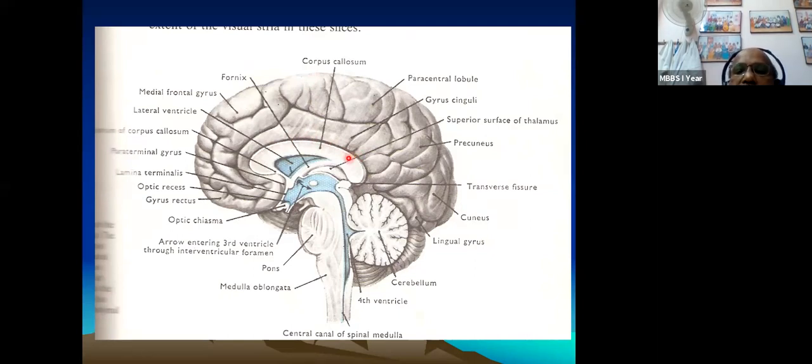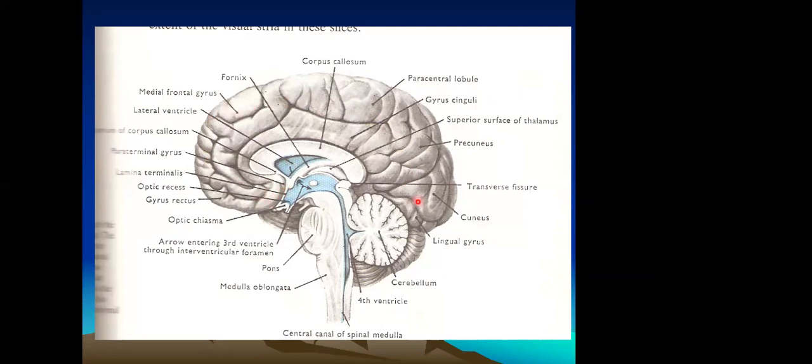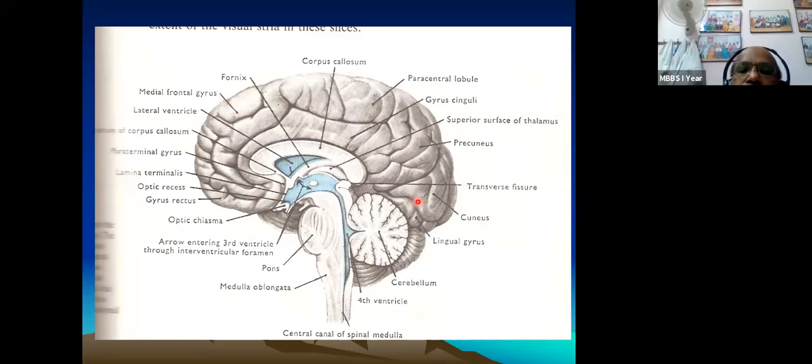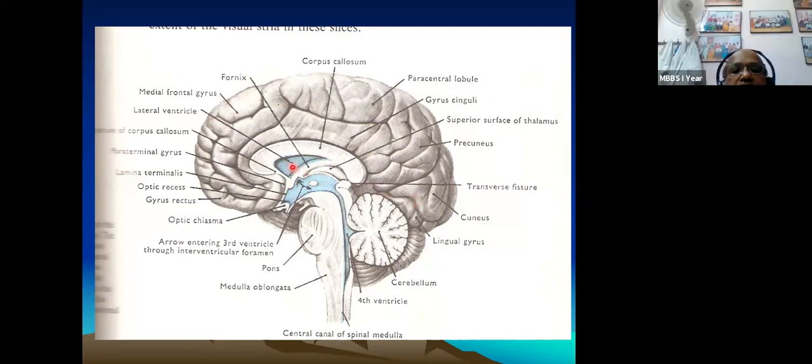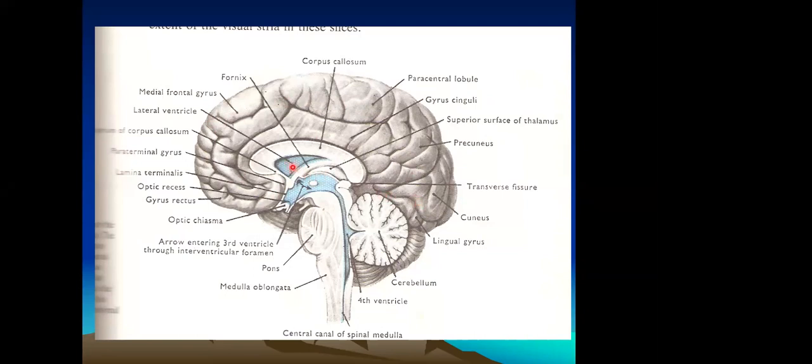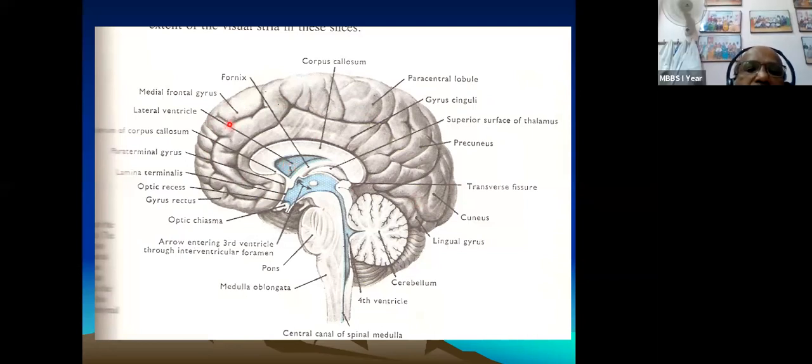Now in this median sagittal section, you have to see the ventricles. Already you know that this cerebral hemisphere is developed from the telencephalon. What is the cavity of the telencephalon? Lateral ventricle. See that? What is given in blue color? That is your lateral ventricle.